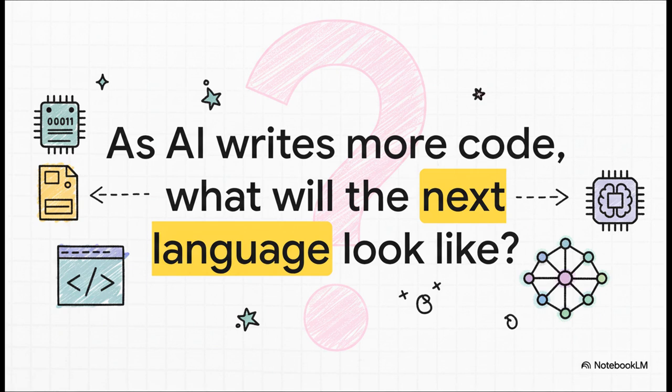As AI gets better and better at writing its own code, what does the next programming language even look like? And maybe the even bigger question is, will it even be designed for humans to use? Or will we be building languages for the machines to talk amongst themselves?